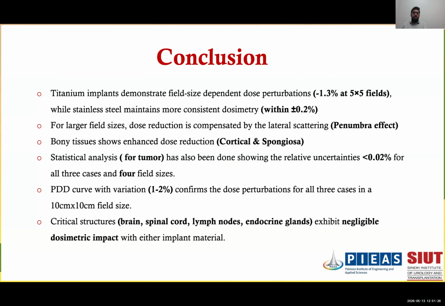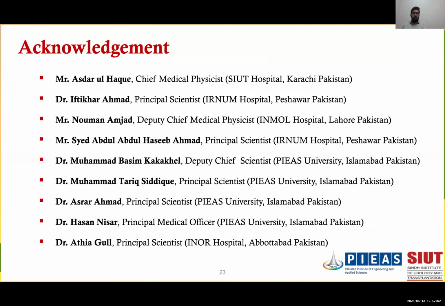The statistical analysis has also been performed for these studies. A PDD curve with variation of 1 to 2% confirmed the dose perturbation for all three cases in the 10 cross 10 centimeter field size. Critical structures like brain, spinal cord, lymph nodes, endocrine glands exhibit negligible dosimetric effect. The reason behind this is, for example, if we talk about the brain, the mass and the size of the brain is comparatively large. So the overall effect there is negligible, and some organs or tissues are just far away from the metallic implant, so a significant effect has not been observed.